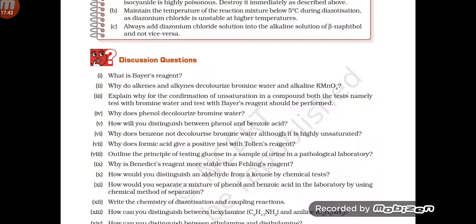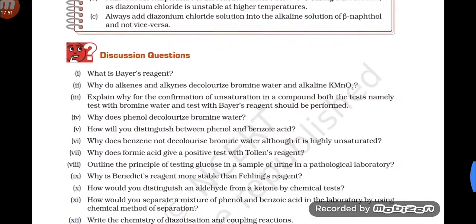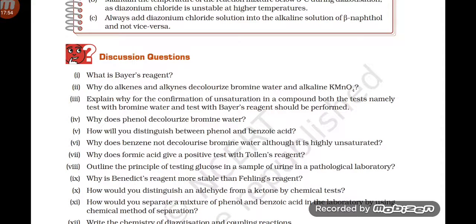The first thing is that these questions give us some idea about what is important and which topic is not important. So the first question is, what is Baeyer's reagent? We did it in the very first video. Second is, why do alkenes and alkynes decolorize bromine water and alkaline KMnO4? Just because the double bonds are broken, and bromine is attached in the trans position, right? So explain why for the confirmation of unsaturation in a compound, both the tests, namely the test with bromine water and test with Baeyer's reagent, should be performed. It's just to confirm, right?